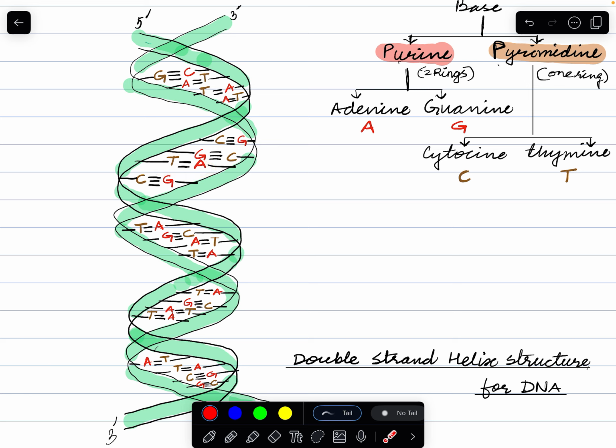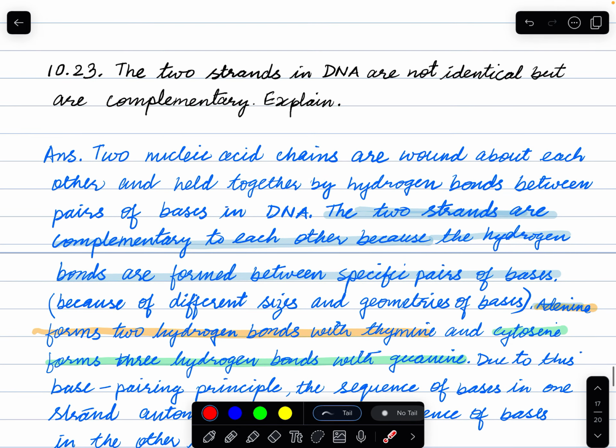So therefore the sequence of the bases in one polynucleotide chain is complementary to the one in the other strand which is wound with this. Therefore we say that the two strands in DNA are not identical but are complementary.